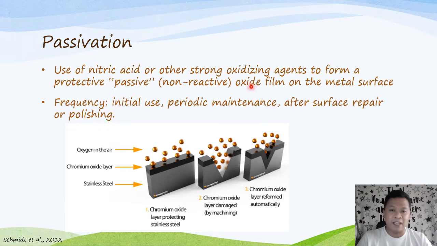To briefly mention passivation, which is the using of nitric acid or other oxidizing agents to form a passive or non-reactive layer of oxide film on the surface of the metal. So it's used initially, tinatawag na passivation bago sa unang gamit sa food processing. And in maintenance, parang ma-renew yung passivation layer. And of course, when you did some surface repair. So as you can see here, what it does is form a layer that hides the damage, or forms a layer over the damage, and it reforms automatically so that you protect the steel underneath.